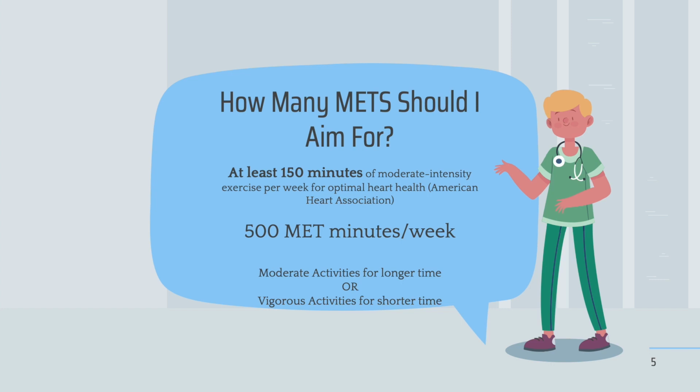So how many METs should you be aiming for? Well, the American Heart Association recommends at least 150 minutes of moderate intensity aerobic exercise each week for optimal cardiovascular health. That amounts to about 500 MET minutes per week. You can perform moderate exercise like brisk walking over a longer period of time, but you can also perform vigorous activities for shorter time periods. So it really depends on your personal preferences and what you're able to commit to and perform.